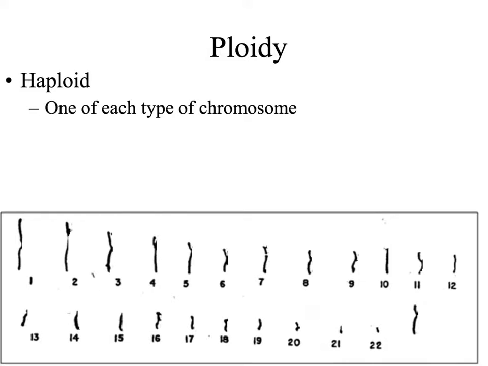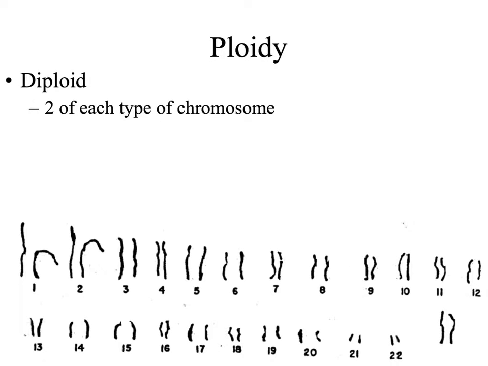When we talk about the number of chromosomes in a cell, we are talking about the ploidy. Haploid cells have 1 of each type of chromosome. Below we see an example of a karyotype, which is a picture of chromosomes in a cell, and the cell is haploid because it has 1 of each type of chromosome. Chromosomes are generally numbered with the exception of the X and Y chromosomes. So this cell has 23 types of chromosomes, 1 of each type.